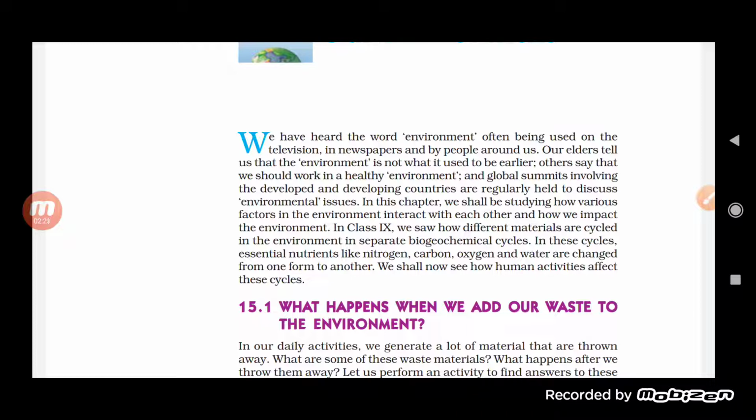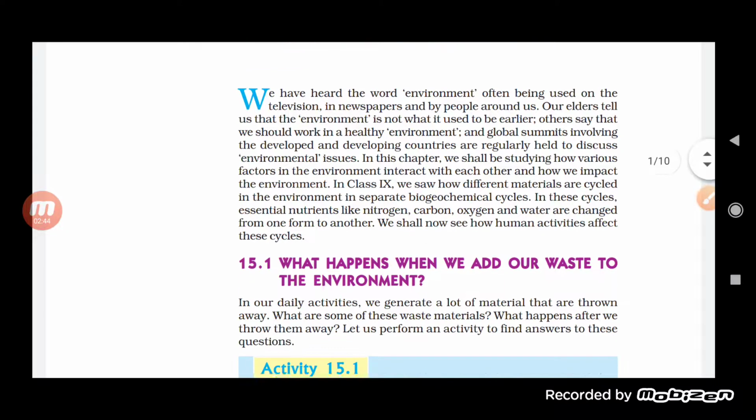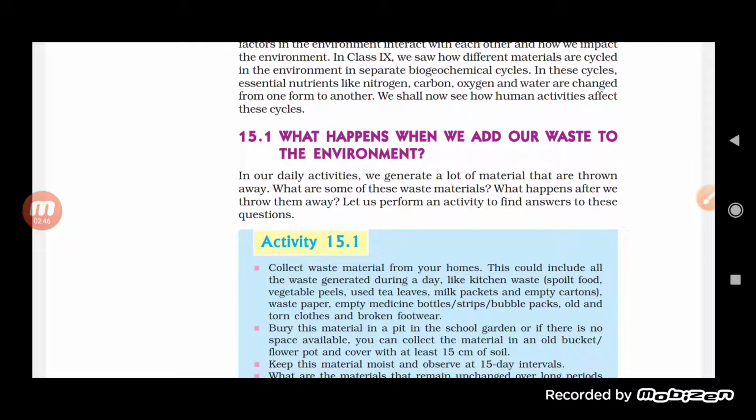So the interaction between these two, the transfer of matter and the transfer of energy from the abiotic component to the biotic component, is present in the biogeochemical cycle. This whole process occurs in our environment. Now what will happen if we add waste to our environment? You know that it is going to degrade the quality of the environment.